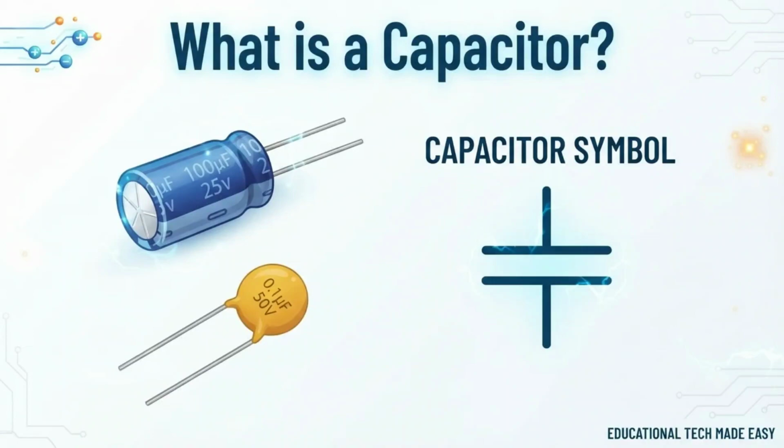A capacitor is a passive electronic component that stores electrical charge and electrical energy in the form of an electric field. It is represented by this symbol in electronic circuits. One important property of a capacitor is that after it is fully charged, it blocks DC current, but it allows AC signals to pass because AC voltage continuously changes with time.